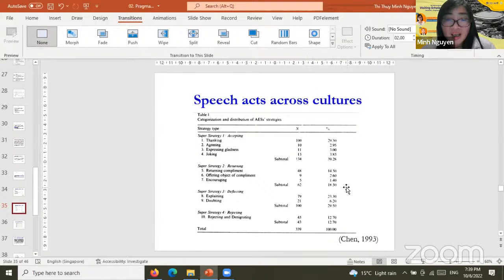So they do that 18.50% of the time. They deflect. For example, they explain, you know, I had the haircut a long time ago, or doubting, meaning downgrading the compliment, 29.50% of the time. And they reject the compliment only 12.70% of the time. So we can see that there's a big contrast between Chinese speakers and American speakers of English in how they respond to compliments. And interestingly, remember that this study was conducted in 1993, so a long time ago.